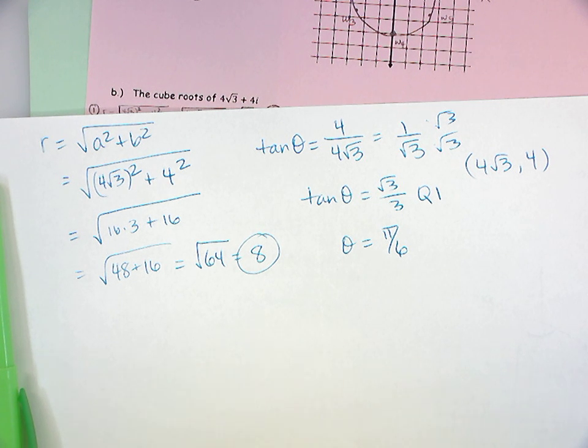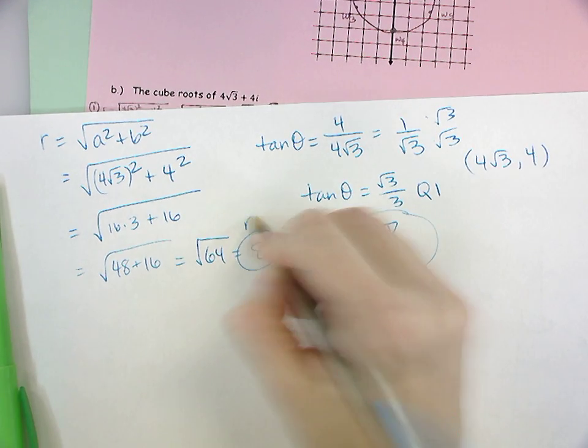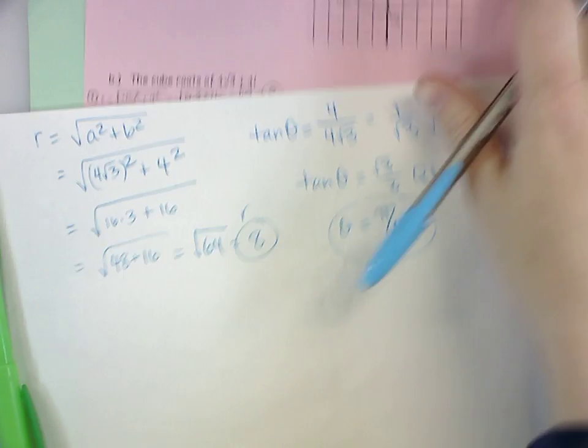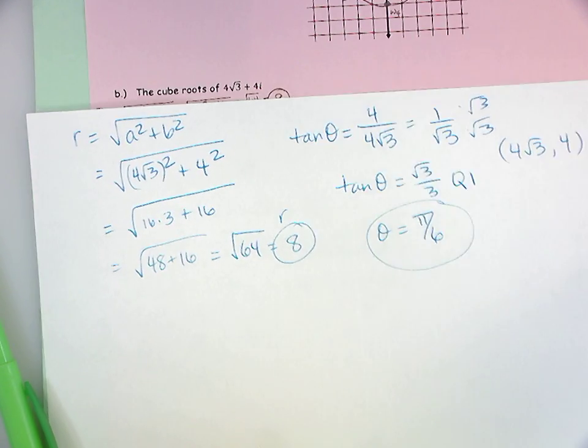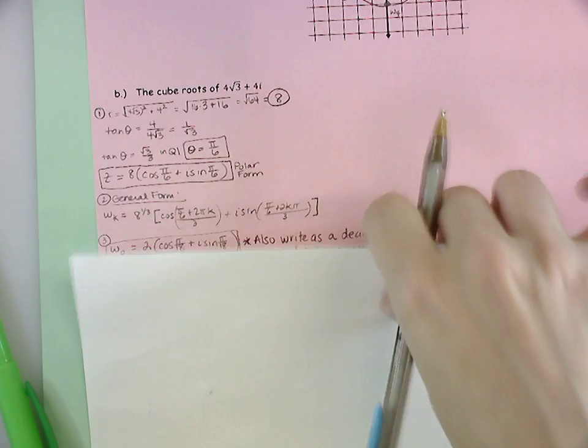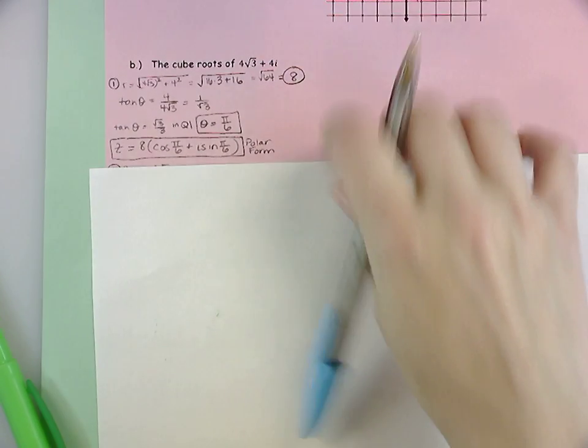My addition was way off. So this is your theta value. This is going to be your R value. Okay, so now that we have those, we're going to plug it into the original equation. And this is your polar form.